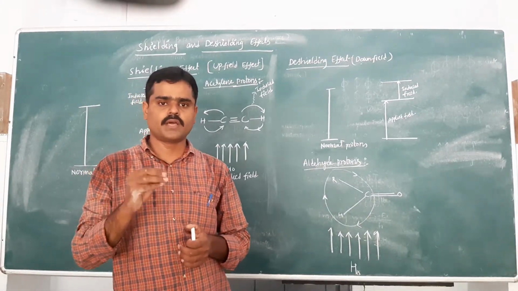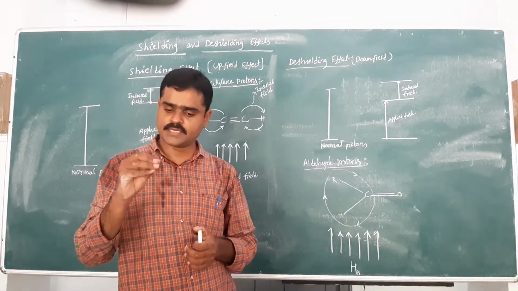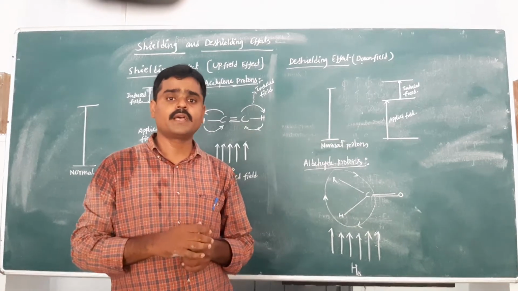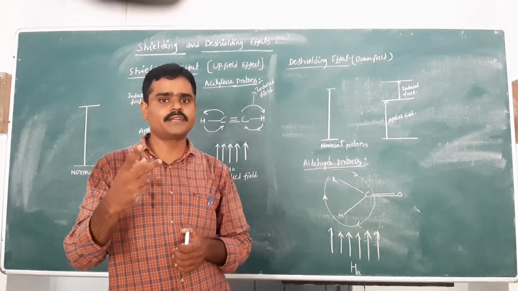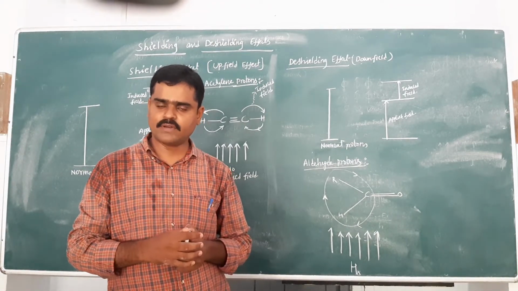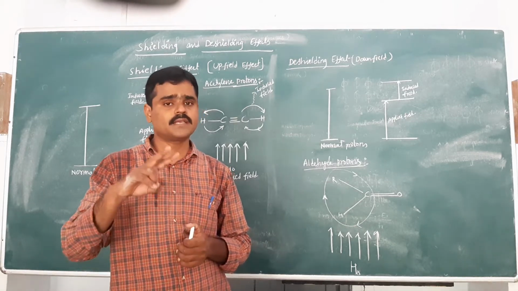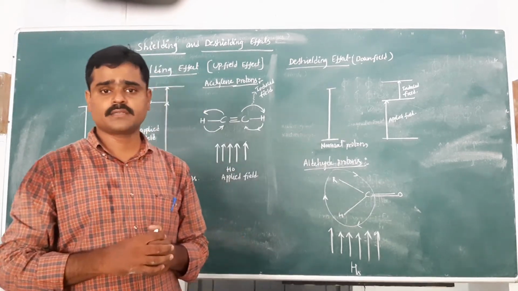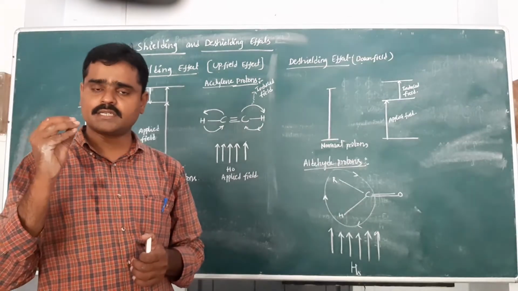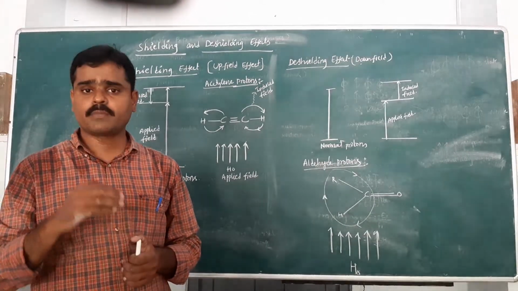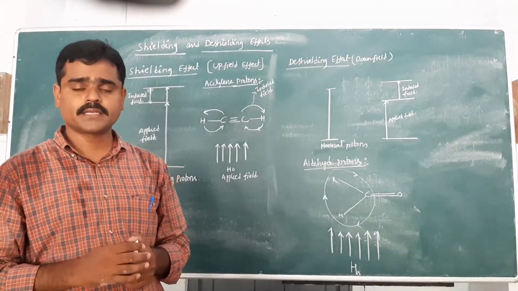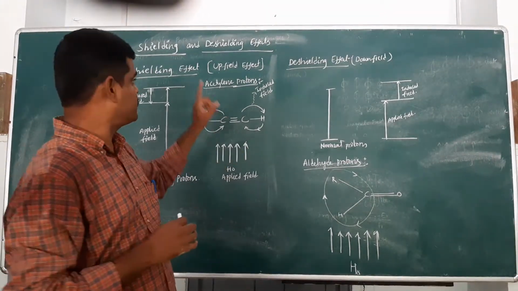When the protons in a compound are placed in the external magnetic field, the protons are aligned in two states, that is alpha and beta state. There is an energy gap between these two states, and when radio frequency radiation is incident on that compound, the protons undergo resonance, which gives rise to NMR spectroscopy.